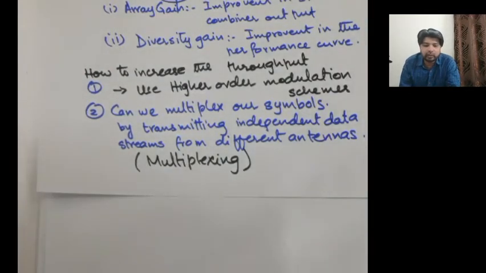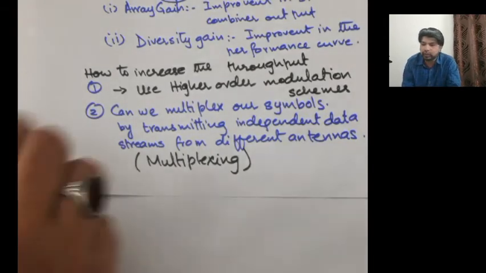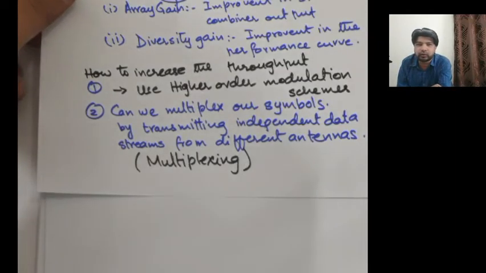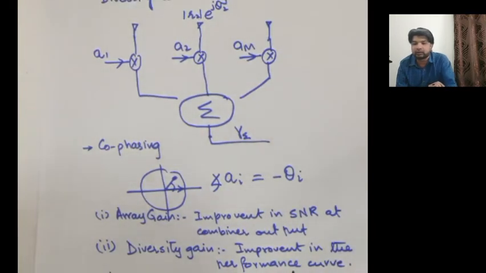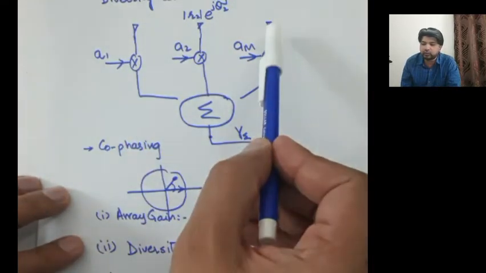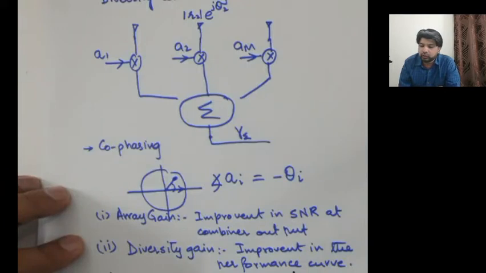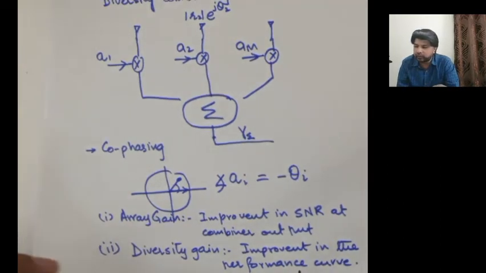How can we multiplex our data? How can we transmit multiple data streams over the system? For that, first let's look at the system model for our MIMO system. So we have seen our system model for the combiner. For the diversity combining, this was our system model at the receiving end, for example. So you had multiple branches starting from the first antenna all the way to the Mth antenna, and then we multiplied each of these branches with their respective gains and combined them together. So now let's look at the system model for the MIMO system.